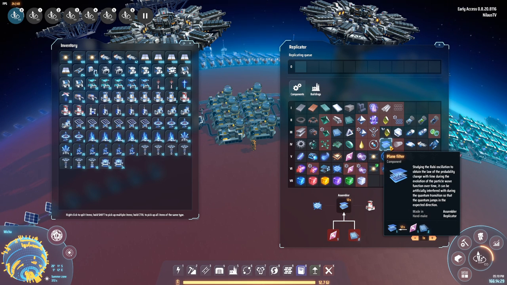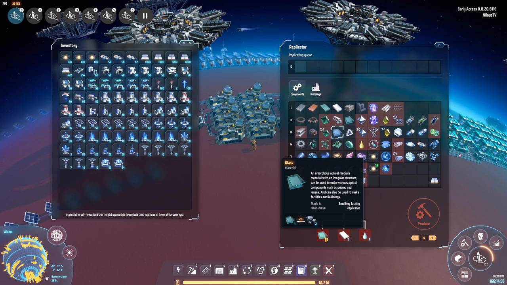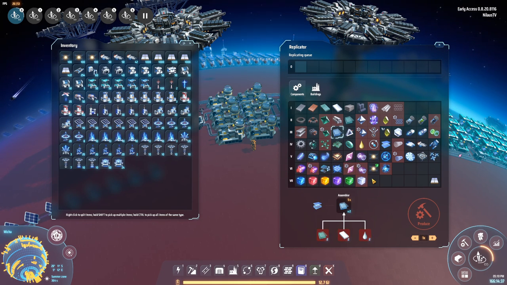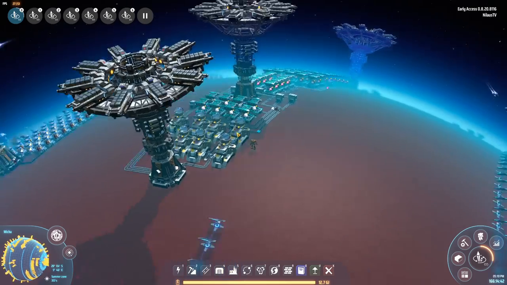Now over on the other side with the plane filter, that goes into the titanium glass. Titanium glass are basic components: glass, titanium, and water. So we now have broken it down into all of the constituent components that we need. And that is what you see here, and we'll walk through it.